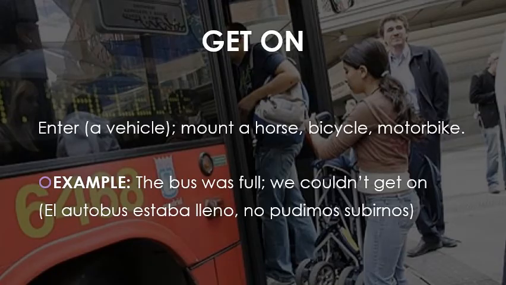The next phrasal verb is get on. The meaning of get on is enter in a vehicle, mount a horse, bicycle, or in a motorbike. For example, the bus was full. We couldn't get on. En Spanish, el autobús estaba lleno. No pudimos subirnos.